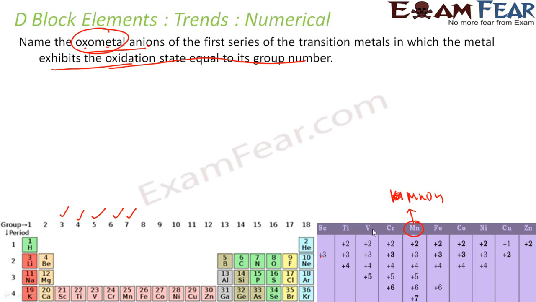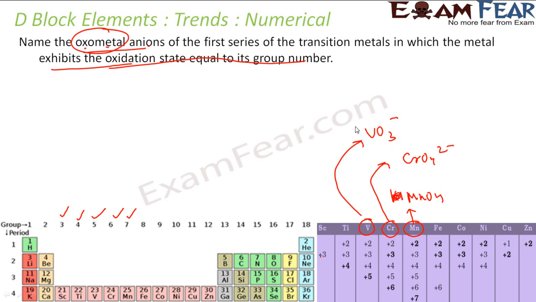The next was chromium. For chromium, do I have any oxometal anion? Yes, CrO4 2-. This is oxometal anion. So chromium also is an element whose oxidation state is equal to group number and has oxometal anions. The next is vanadium. Vanadium exhibits VO3- with oxidation state of +5. This is also oxometal anion.